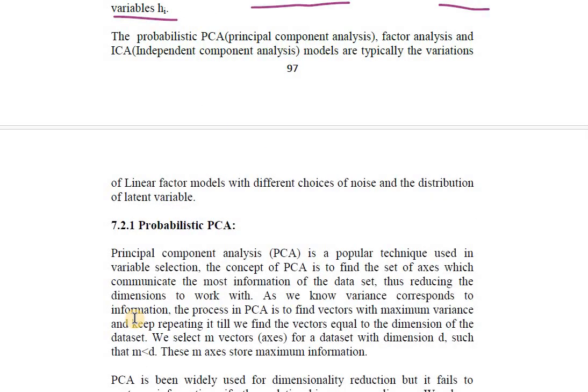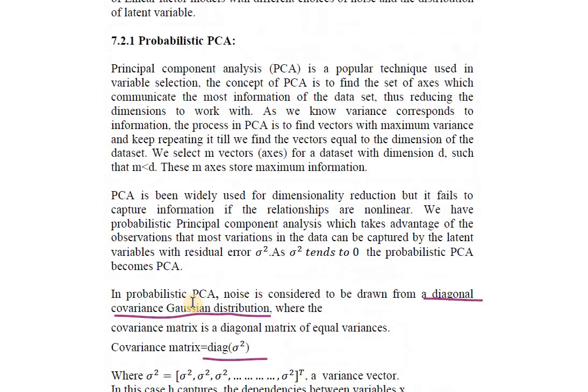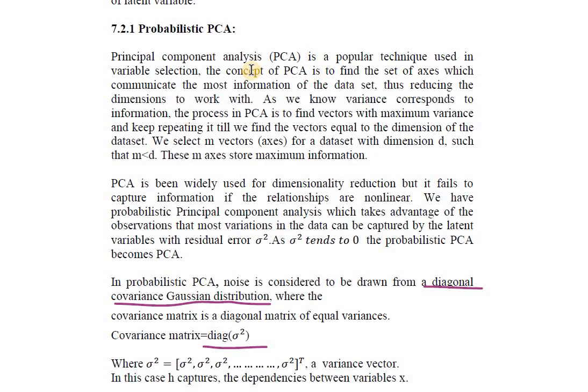Next we are going to see something which is called as principal component analysis, factor analysis and independent component analysis models. Now these models are typically variations of your linear factor model, जहाँ पे noise और distribution of latent variable अलग अलग होता है. Now we are going to first study what is probabilistic PCA. तो सबसे पहले ये समझ लो कि PCA क्या है, Principal Component Analysis. Whenever we want to go ahead with something that is called as dimensionality reduction, PCA is one of the techniques that is used for that.